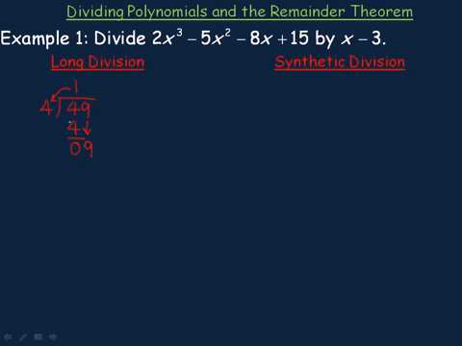And so 4 goes into 9 twice. And so we would write that 2 up here. Now 2 times 4 is 8. So we put an 8 here. And we subtract. 9 minus 8 is 1. And of course that's the remainder. The remainder is 1.